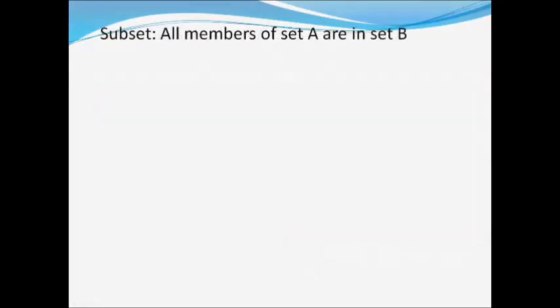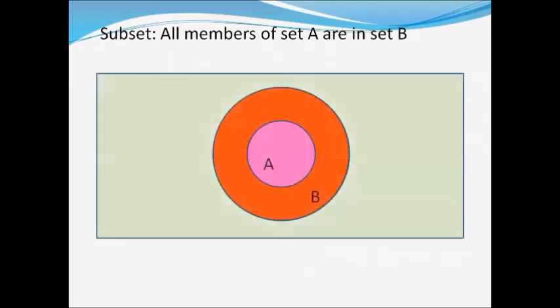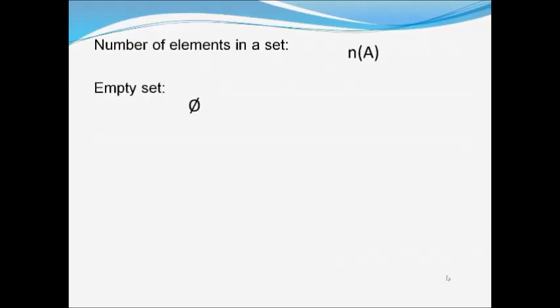Next is subset. All members of set A are in set B. So this is the subset, A subset of B. This is the symbol for subset. That's how you illustrate it and how you use the symbol. Next, the number of elements in a set. This is the symbol for the empty set. Remember this, class, the null symbol.